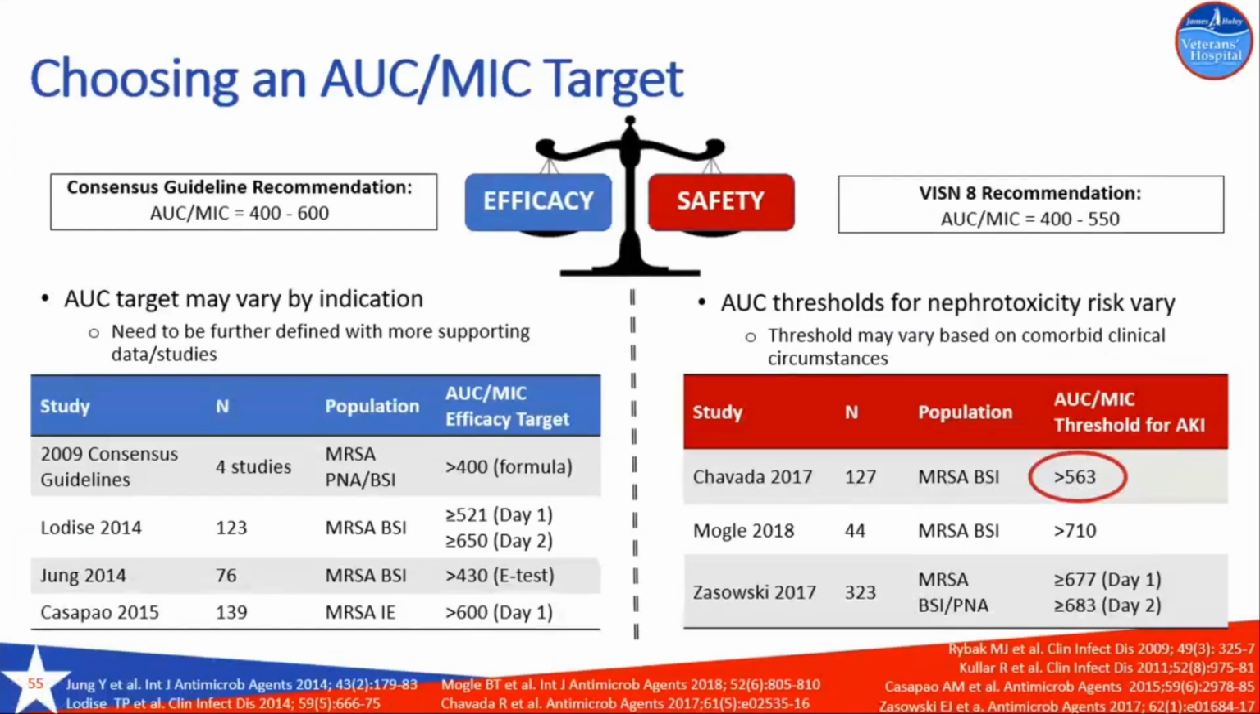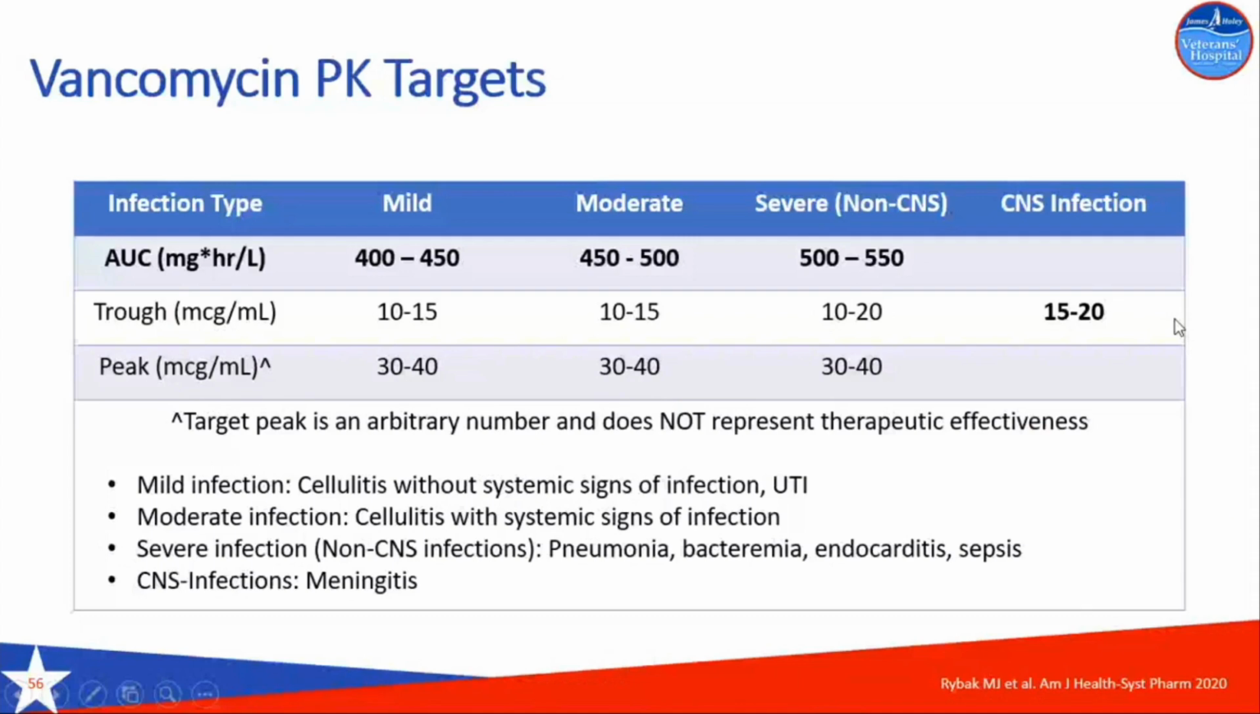So when we look at choosing an AUC target, it's important to note that most of the studies that were done were looking at serious MRSA infections. And you can see on the screen here what the efficacy target was for all of the different studies that are listed. So the guidelines actually recommend an AUC of 400 to 600. And locally, what we're doing is looking at an AUC of 400 to about 550, because once you get above 550, there is a corresponding increase in nephrotoxicity. So these are the new PK targets that we're looking for.